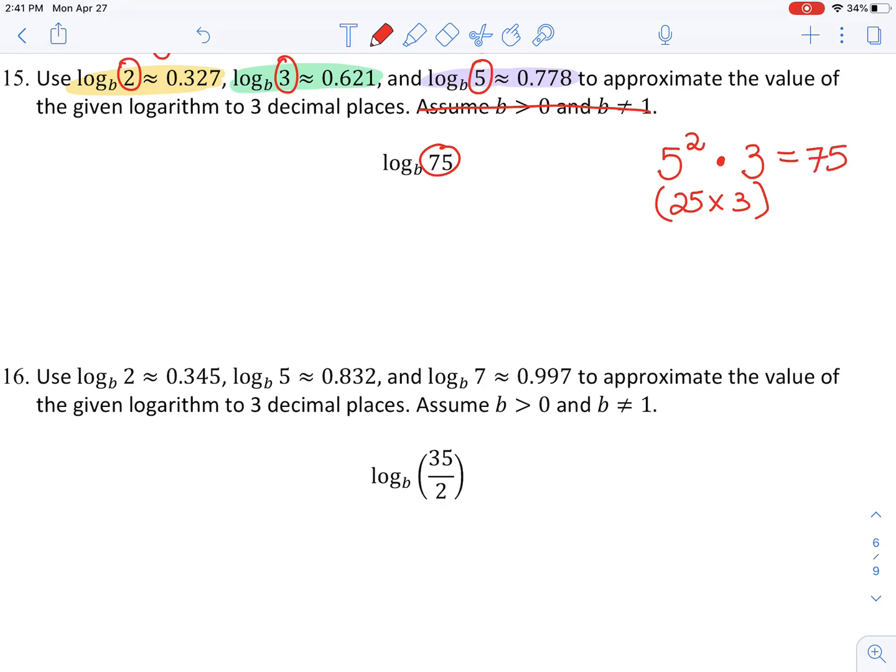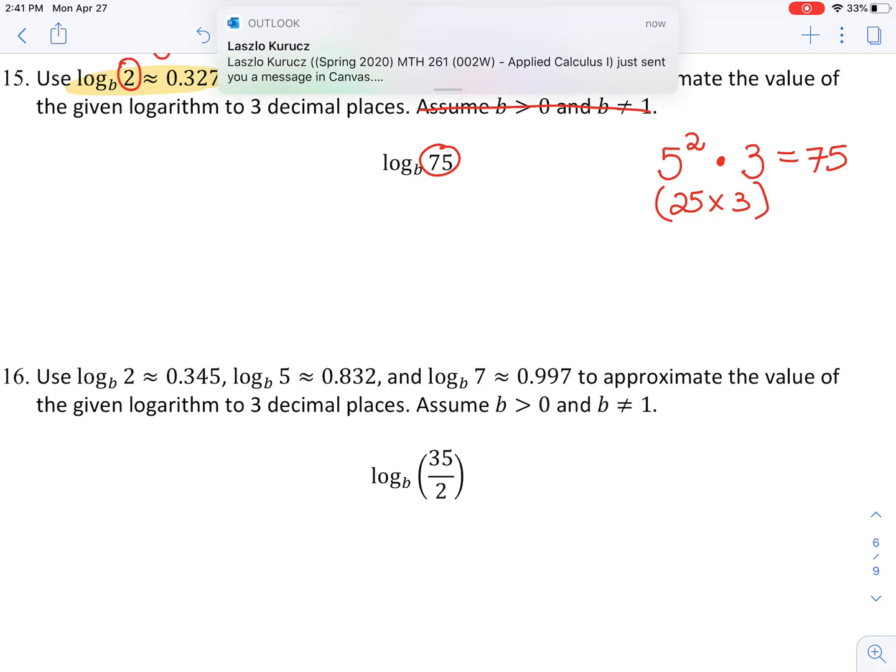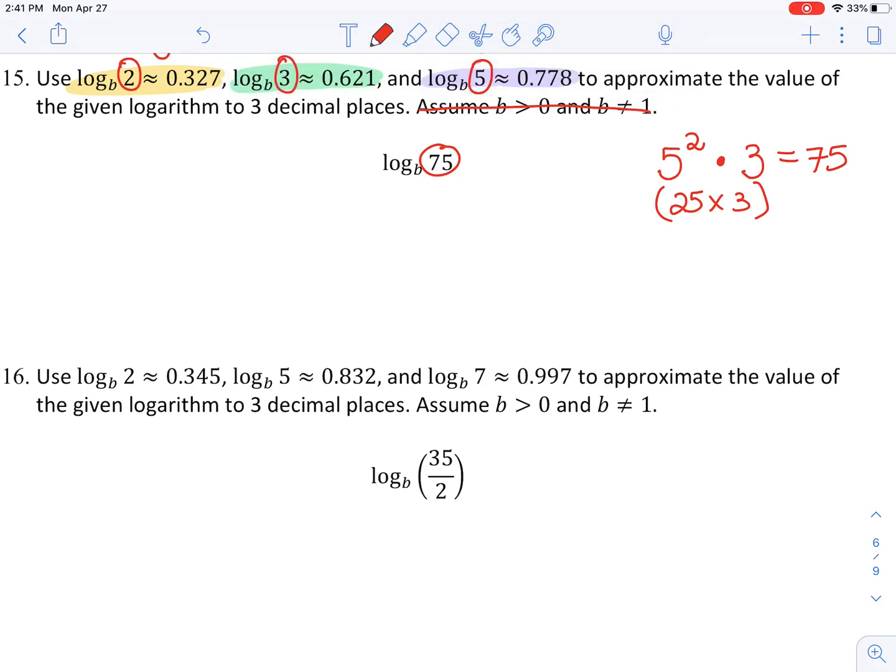So you know what? I had to think about it a little bit. Just using the numbers that were given to me, 3, 5, and 2, I can get that, right? I mean, there's got to be another way to make 75 using 2, 3, and 5. But this is one way that I saw. So what I'm going to do is rewrite my log expression, log base b of 75, as this, okay?